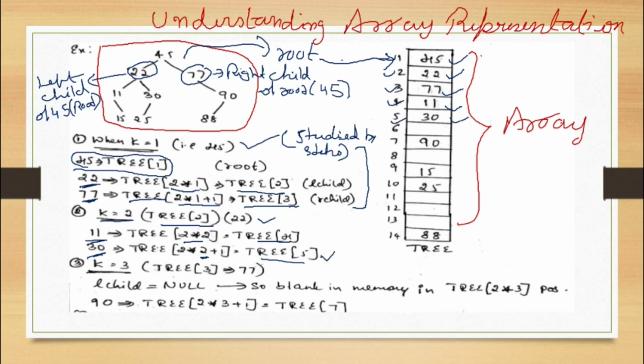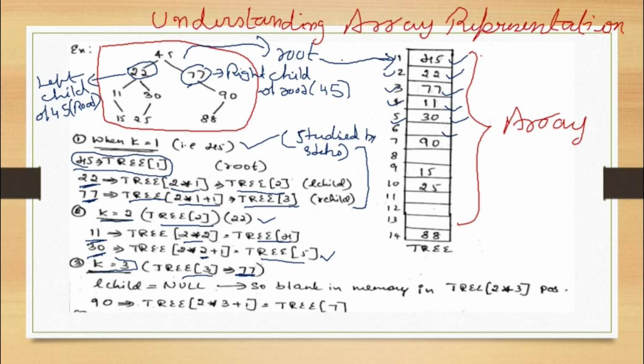Next one, k is equal to 3. When k is equal to 3, what do we have? Tree of 3 is equal to 77. The left child, of course, is null, students, because for 2 into 3 we don't have anything. We have observed that 77 does not have a left child, so it is blank.